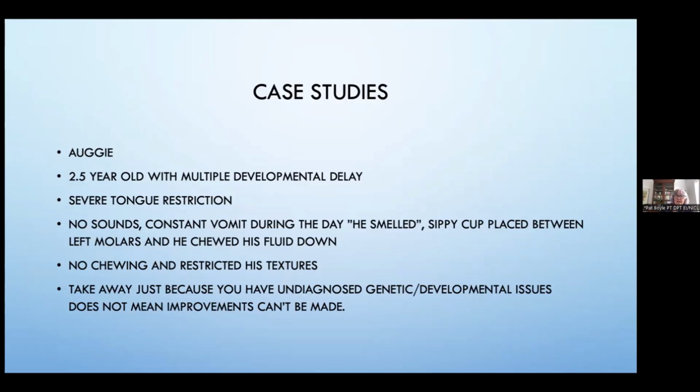My takeaway with this was just because you had an undiagnosed genetic issue does not mean improvements can't be made. And I wanted to install this into the presentation, but I'm sure there's copyright issues. There were 4 little kiddos with cerebral palsy, and Robin Merkel published this, and they all had varying degrees of ties.